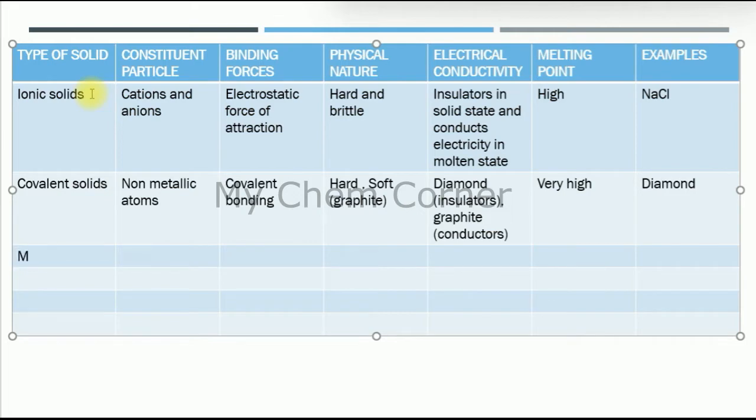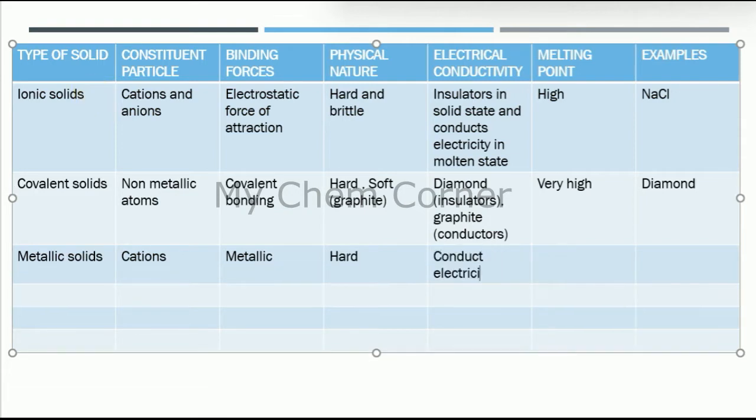Now the next one here is metallic solids. Under metallic solids you will have only cations or positively charged ions. The type of bonding is metallic bonding. Physical nature here is that they are hard, malleable and ductile. Electrical conductivity, they will conduct electricity. Melting point here is fairly high. An example for this, you can give any metal.